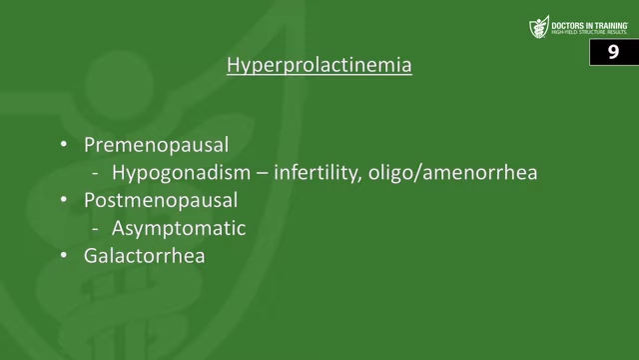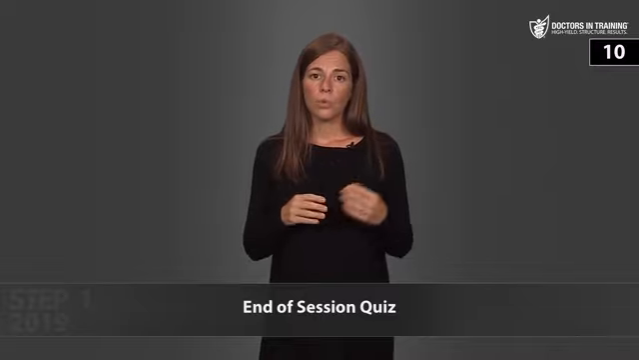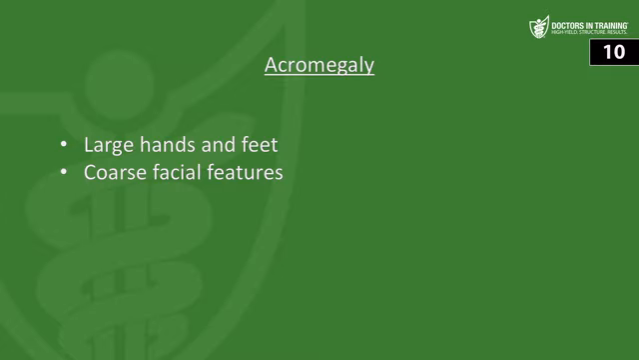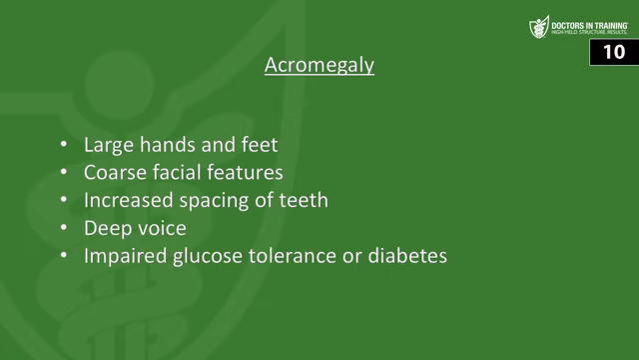Think of hypogonadism. Next, what are some of the possible clinical features of acromegaly? Acromegaly is caused by excess growth hormone, so think about excess growth. Large hands and feet, coarse facial features, large nose, large ears, large tongue, increased spacing of the teeth, a deep voice, impaired glucose tolerance, or even diabetes.